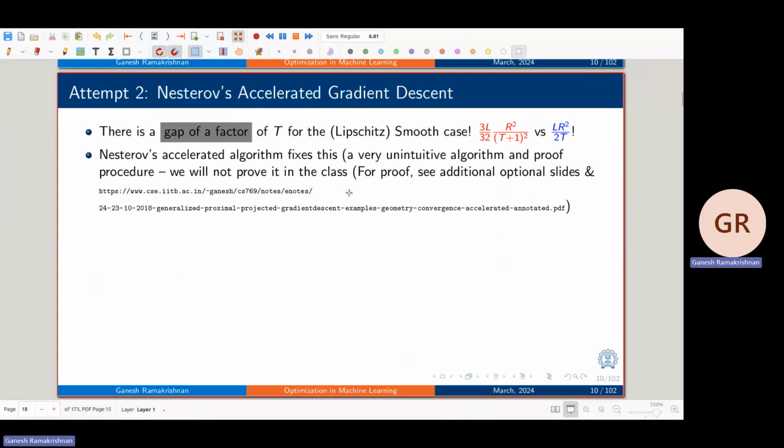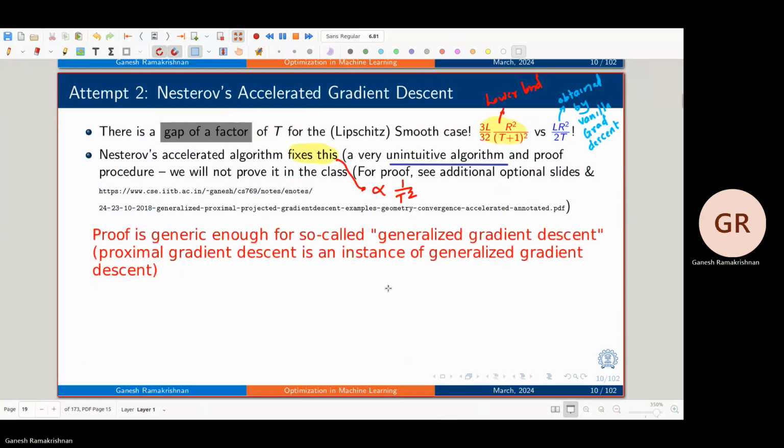There's an unintuitive algorithm and a proof procedure. We'll not prove it in class. There are some additional notes I've given, on generalized proximal projected gradient descent and a lot of convex geometry insights. In fact, the proof I give there is not just for accelerated gradient descent. It is for something called generalized accelerated gradient descent, because it's even more general than this. So you'll find the proof given there very complex.